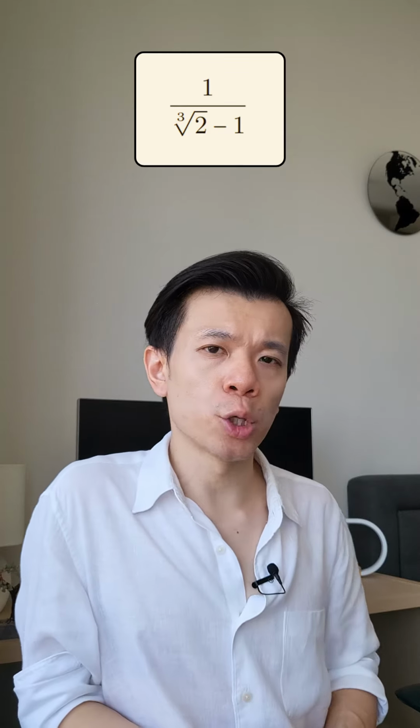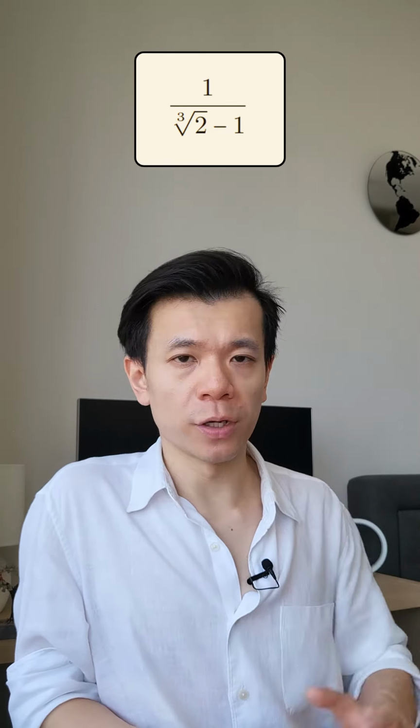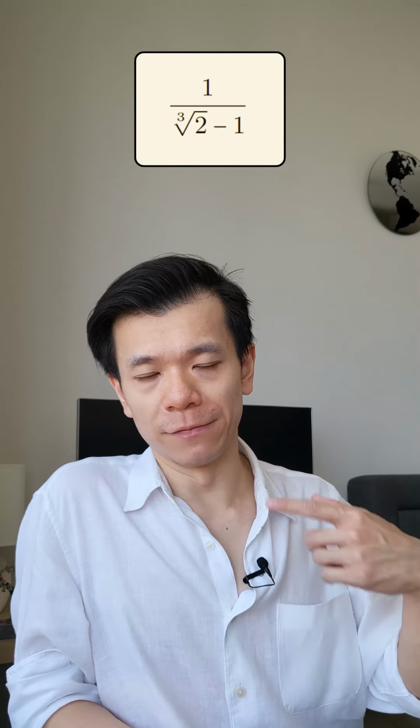But how would we rationalize the denominator in this fraction? 1 over the cube root of 2 minus 1. So now we cannot just multiply the top and bottom by the cube root of 4 like we did in our previous example. That will not work. I'll leave that for y'all to check.